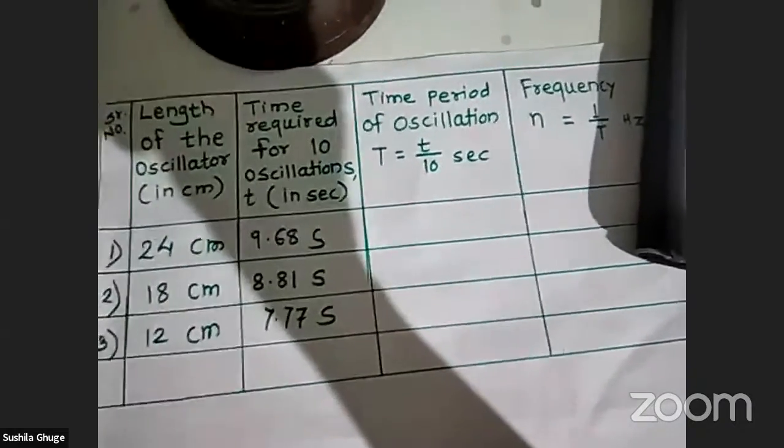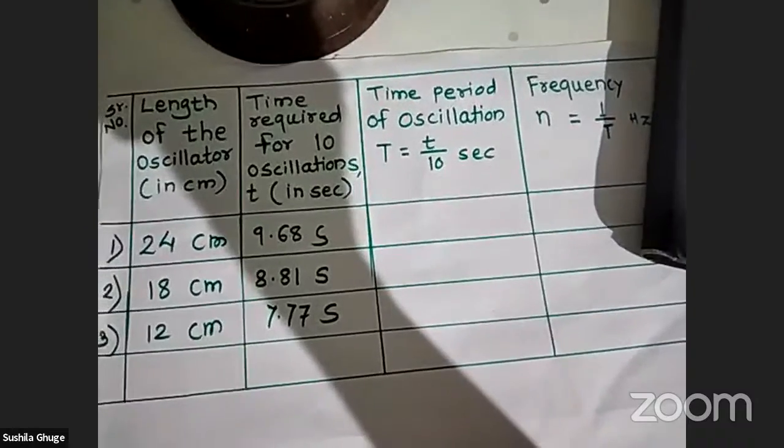Means second time, how much time came? 8.81. You can see here.